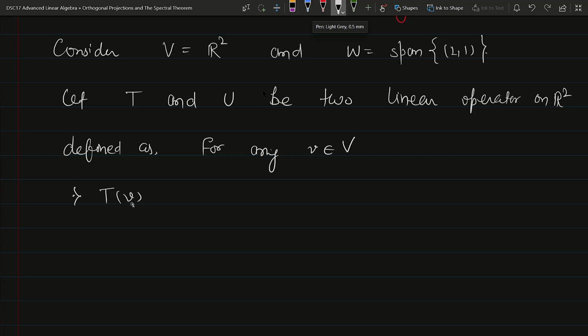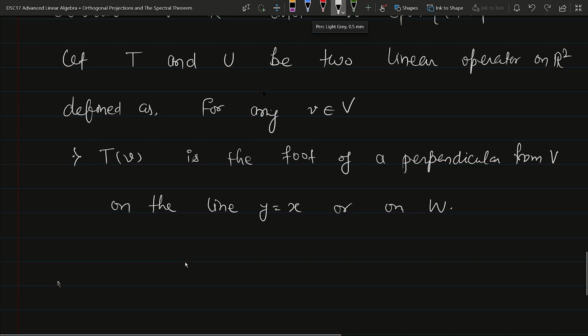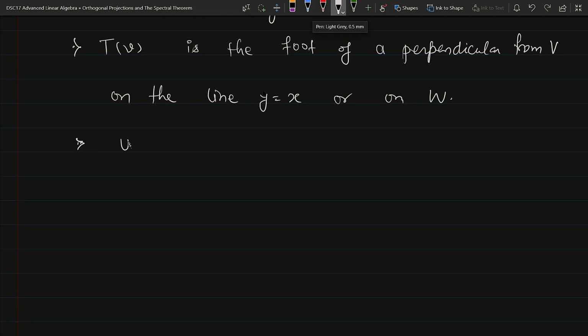If we identify the T image of that vector V, then this TV is the foot of a perpendicular from V on the line y equal to x, or on W. Okay, y equal to x line or W subspace, both are the same. And we are defining U as that U of any (a1, a2) will be equal to (a1, a1). Okay, now let me draw these two operators.